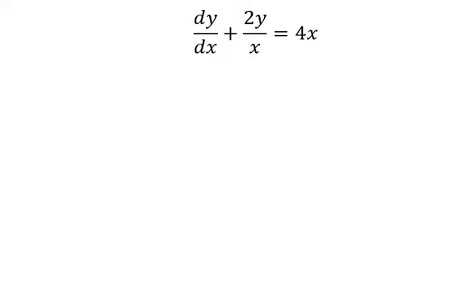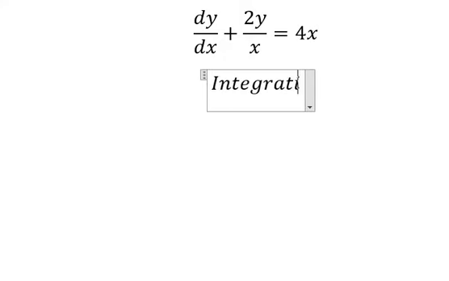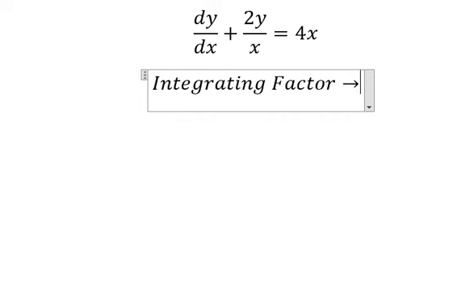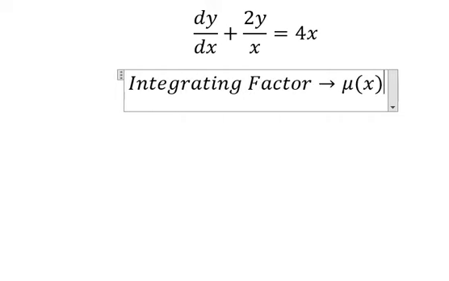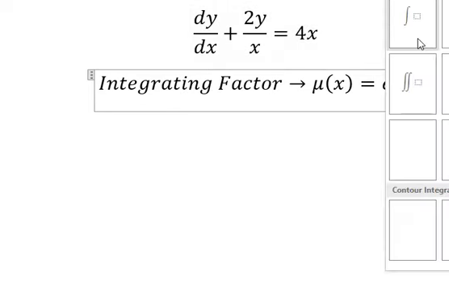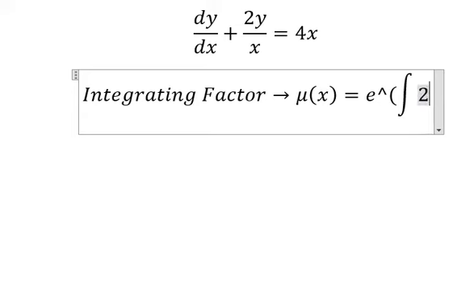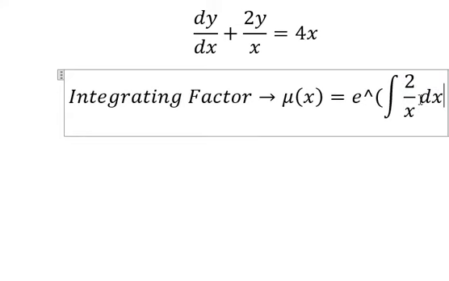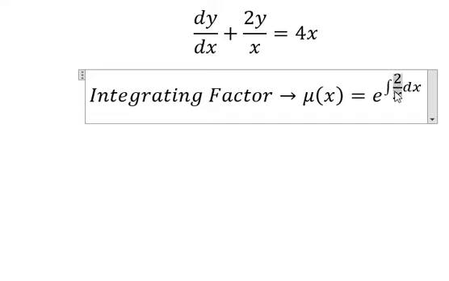We can use an integrating factor. So I will choose mu of s equals e to the power of. We have 2 over s next to y, so we have the integration of 2 over s dx. This is the integrating factor.